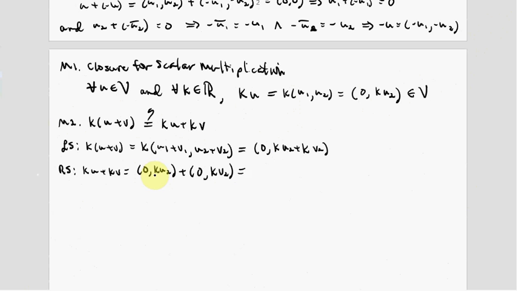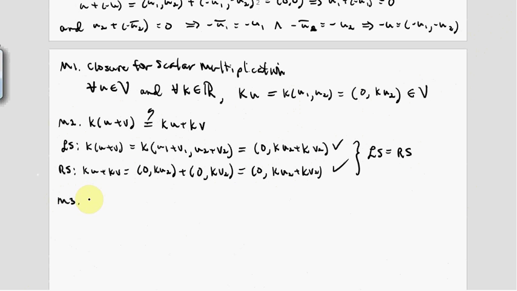This is just 0 plus 0. That's 0. Right? Comma, add these two terms, K, U sub 2 plus K, V sub 2. Right? We get equal. The left side is equal to the right side. Okay. And we move on now to the distributive property for scalars.